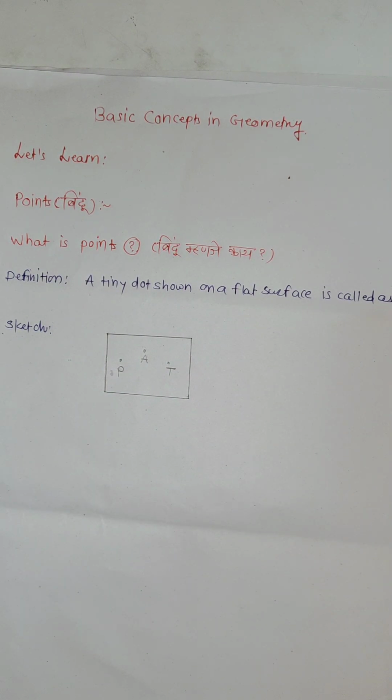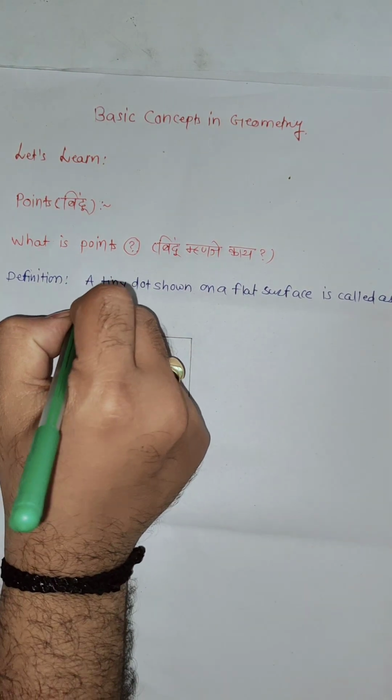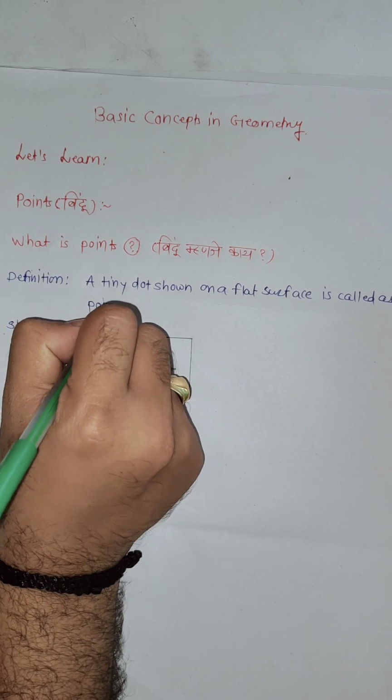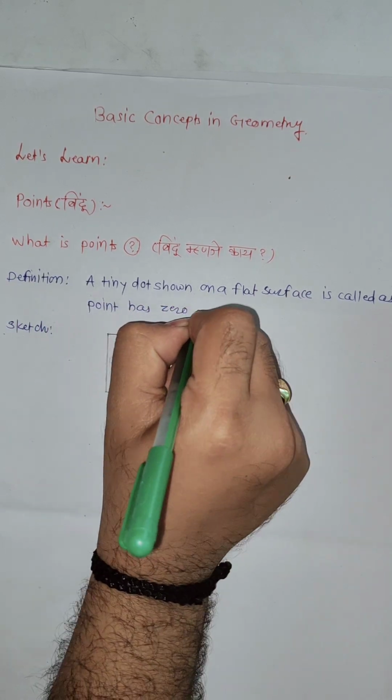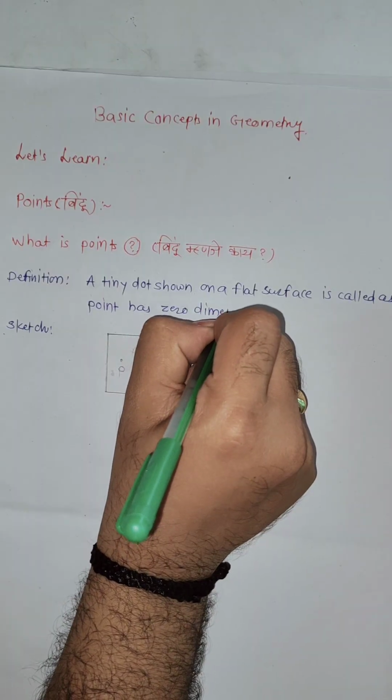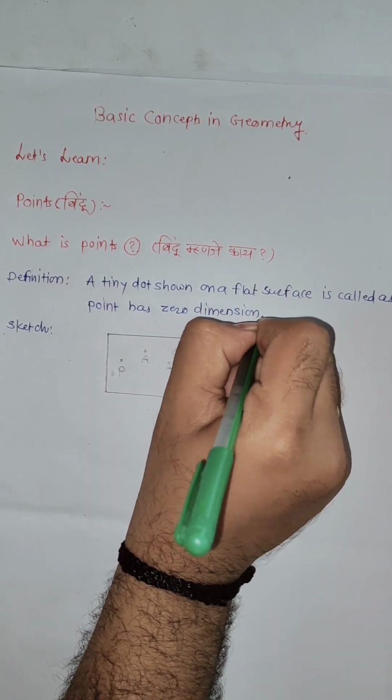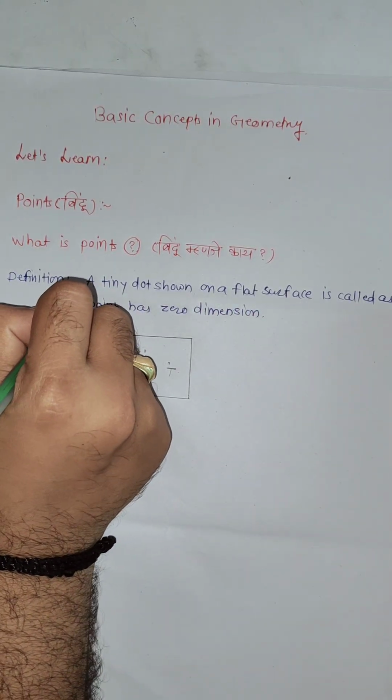A point has 0 dimension. A second definition you can also use: a point has 0 dimension. This is the OR definition.